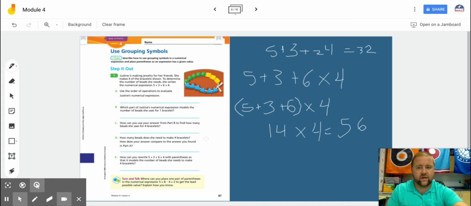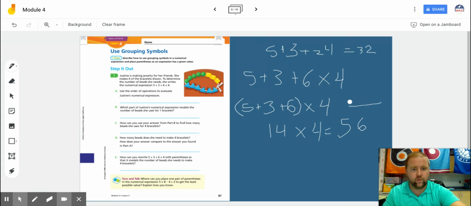The last question there is really just what we did here with putting the parentheses, saying how can you write the expression with parentheses to make sure that you're figuring out how many beads are needed for 4 bracelets. So again, this parenthesis is 1 bracelet, and then this is times 4. This is kind of like the lesson we did a few days ago as well, where we were trying to figure out the relationship of one object and then another object, which was maybe 4 times as many or 3 times as many or 2 times as many.